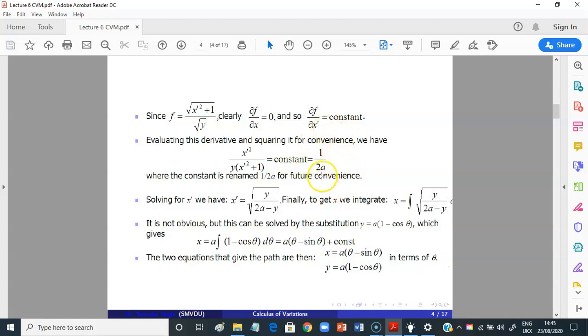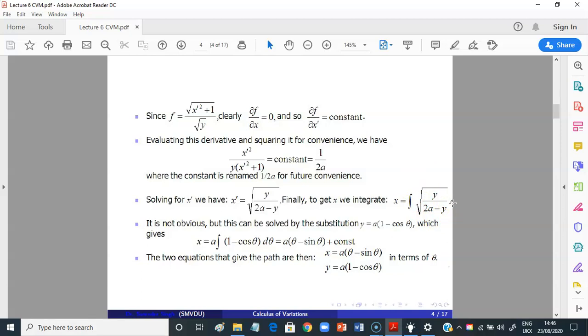1 by 2a is constant. We are considering this for the sake of simplified calculation. So solving this equation for x dash, we have x dash equal to under root y over 2a minus y. So here we are solving it for x. This x dash means dx by dy. So x gives the integration of under root y over 2a minus y, and here this is dy.